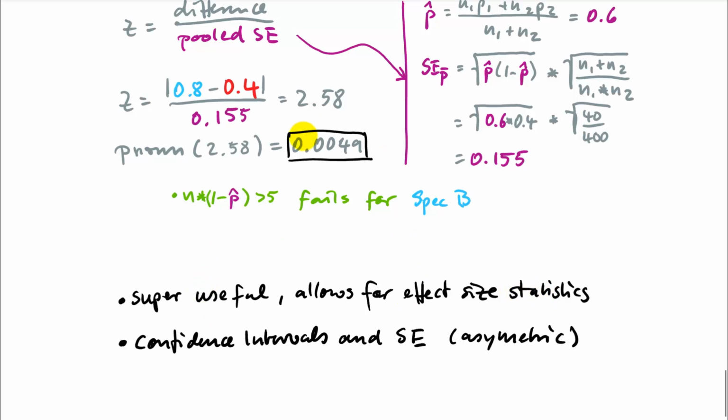So in this case, you use them to follow up on a chi-square test, and you can do everything that you can do with parametric statistics. So it's a super useful tool for you to have under your belt.